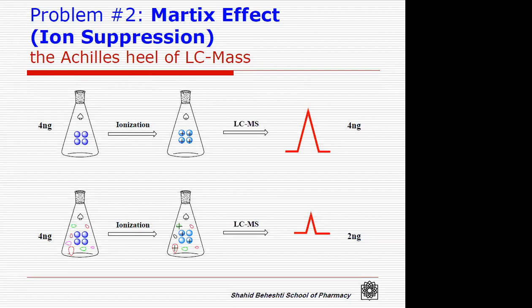This is called matrix effect or ion suppression, in other words. And this is the Achilles heel of LCMS. This is one of the largest and one of the main shortcomings of liquid chromatography mass spectrometry. But we have to think about it, and we have to arrange the system so that we can avoid the matrix effect, and this will not cause a wrong answer for us. I'll explain to you how we do it. Could we have the next slide, please?